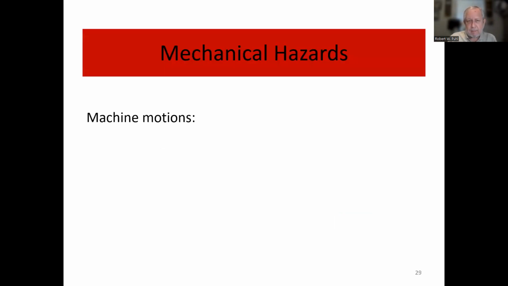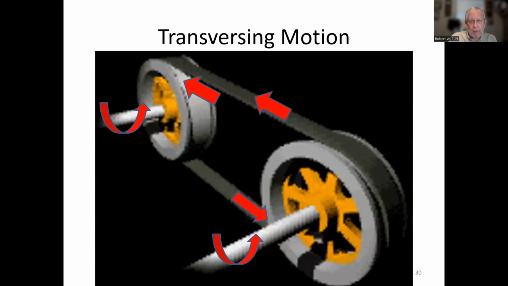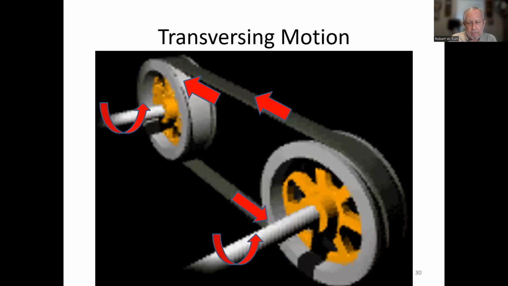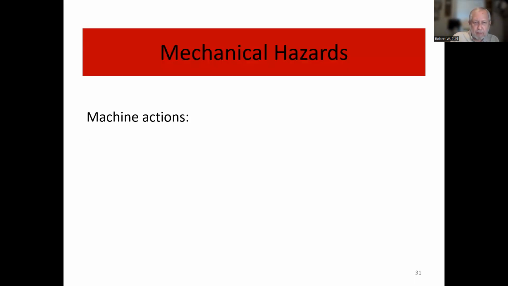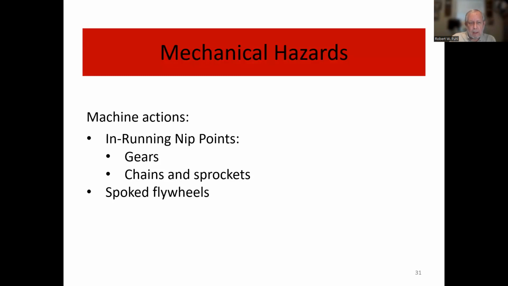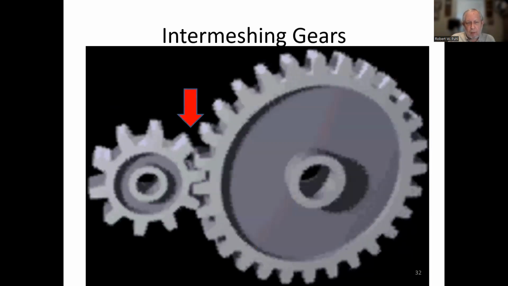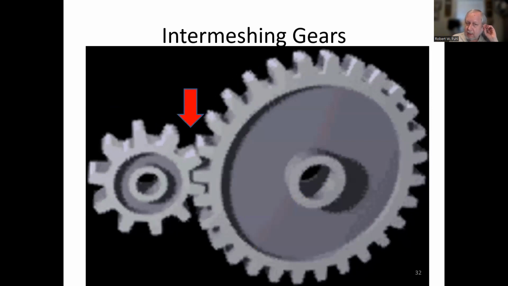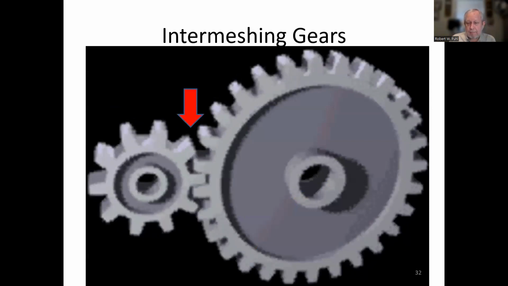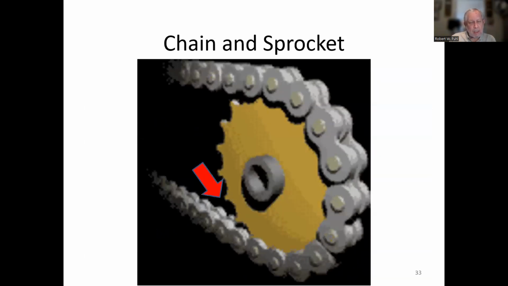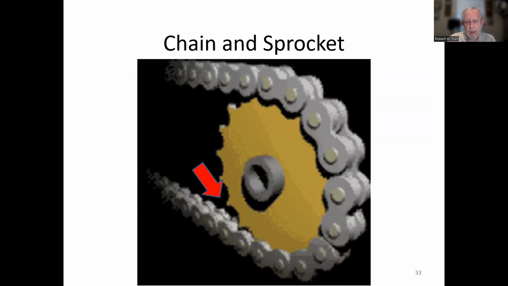Very nasty. Mechanical hazards, machine motions, transverse motions like a conveyor belt. And then, of course, you have in-running nip points: gears, chains, and sprockets, spoke flywheels. It's intermeshing gears. Anytime you have that, that's a hazard, big time. And chain and sprocket. Seen quite a few of those. Somebody caught in there.